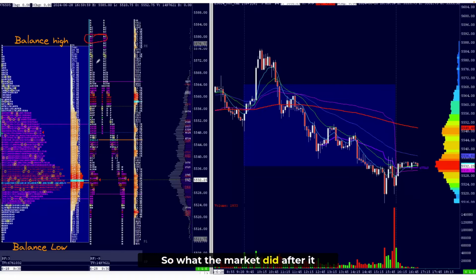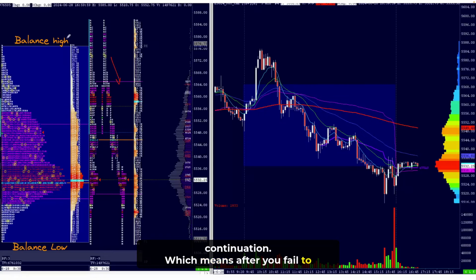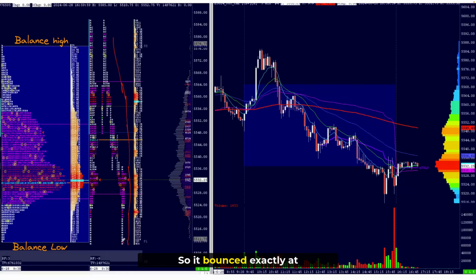So what the market did after it looked above and failed: buyers failed to find any meaningful continuation, which means after you fail to break out of a balance area, look towards the opposite side of this balance, and look what happened. The market moved lower, okay? So it bounced exactly at this key support area, because we said earlier, when you have your balance range, this is key resistance for the market and this is key support. And guess where the market ended, okay? Just 2 ticks below the balance low. So this was key support.